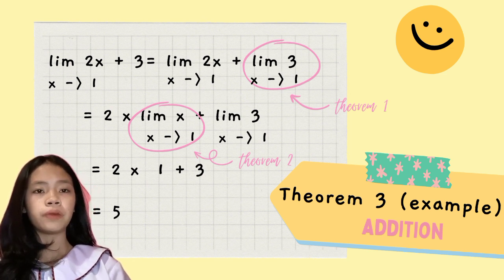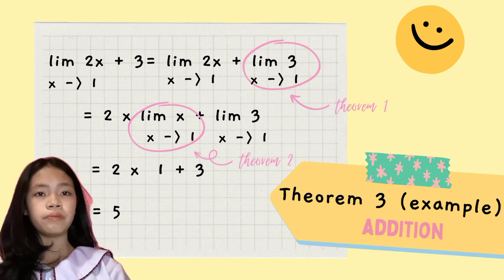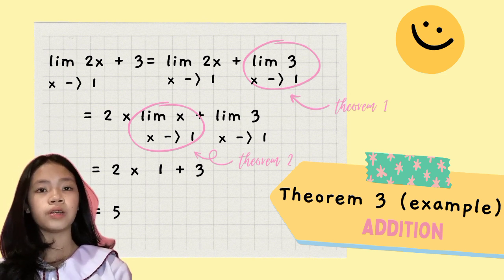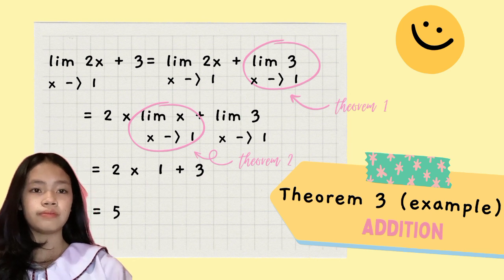Now we're going to apply our Theorem 2. According to number 2, the limit of x is equal to where we are approaching, which is 1. So 2 times 1 plus 3 is equal to 5.